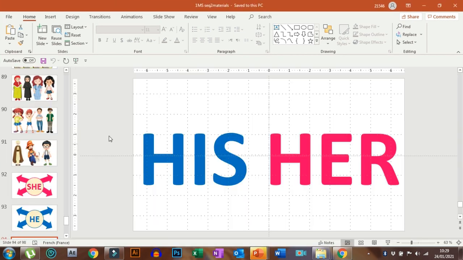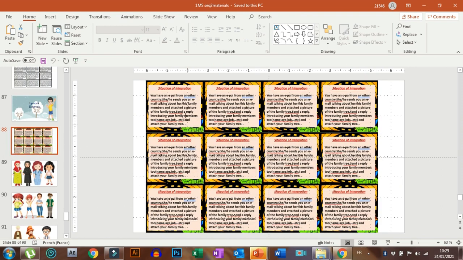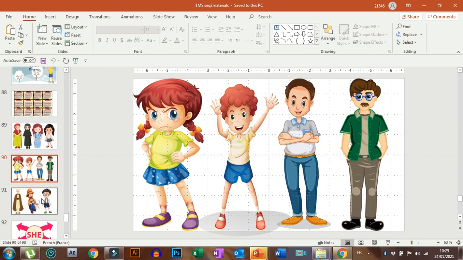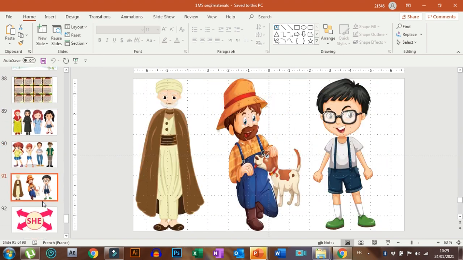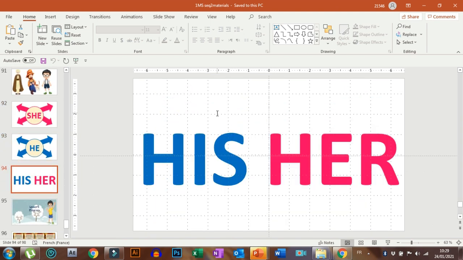Here you've got the materials that I have designed for this lesson. Here you've got the situation of integration. You can provide learners with these pieces of paper, and these are the characters that I have used for the game of he and she. And of course here you've got the possessive adjectives.